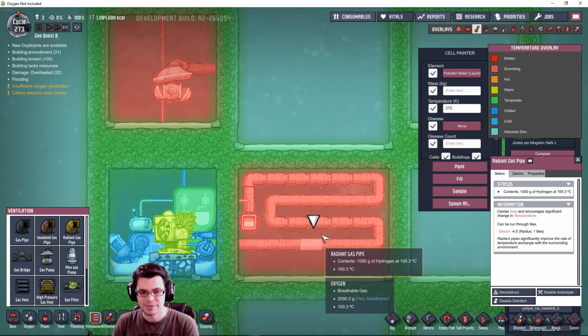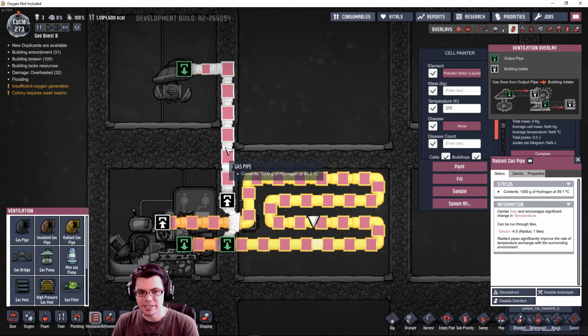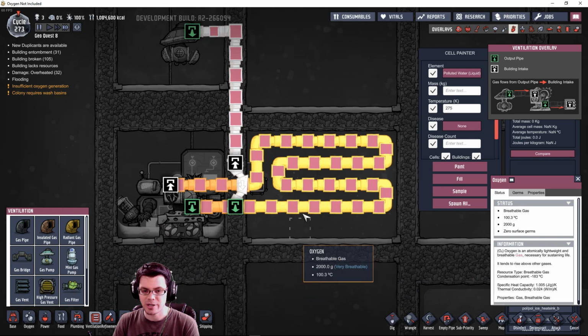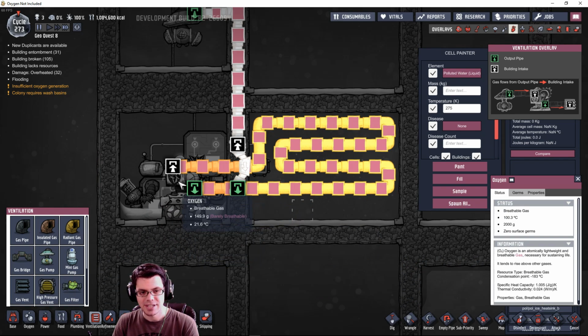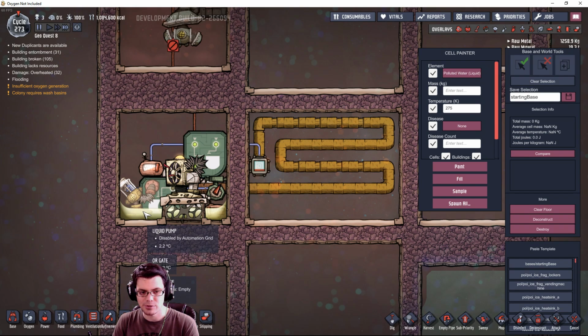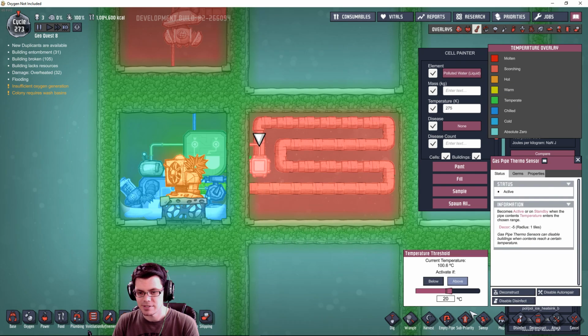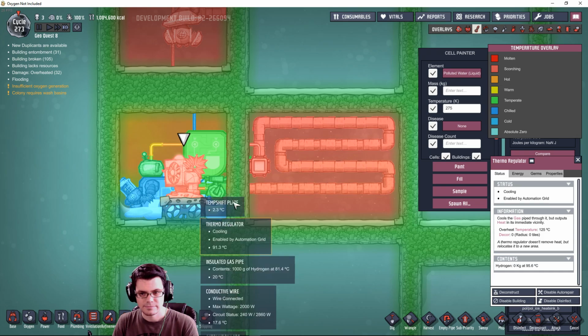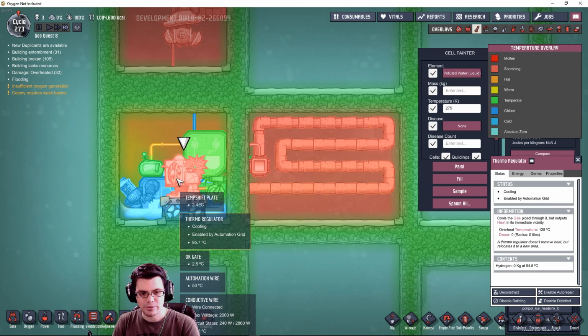So I have brought in hydrogen at 100 degrees Celsius. Over here on the right is a chamber of oxygen at 100 degrees Celsius, and we're running this through a thermoregulator, which is being cooled by a puddle of polluted water. So let's see how long it takes this to cool down to a preset temperature that I have, which is 20 degrees Celsius.